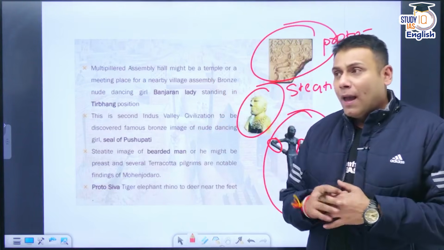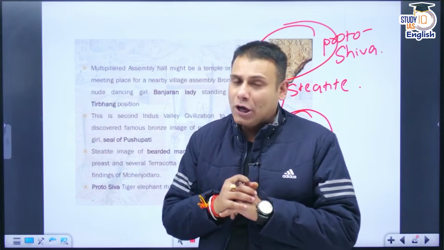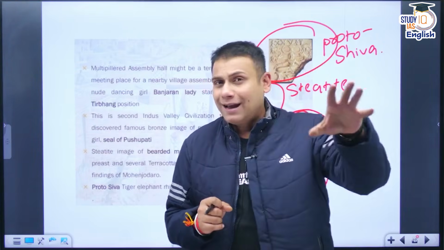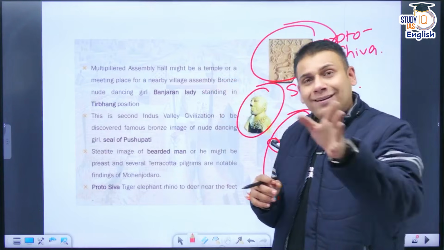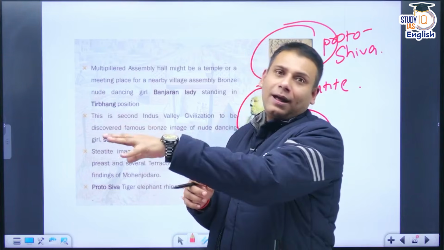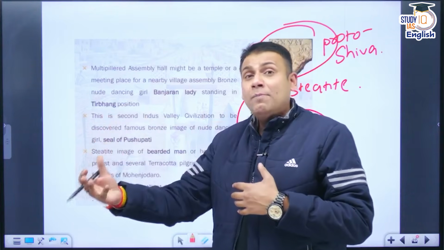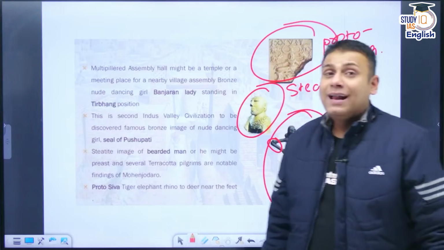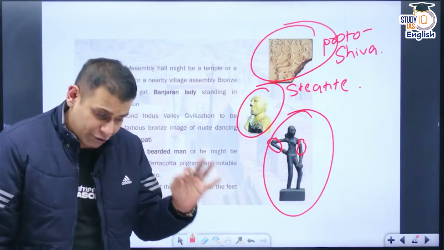Another important finding, a multi-pillared assembly hall has been found at the site of Mohenjo-daro. Now, after having a view at the multi-pillared assembly hall, one can infer that probably it might be a temple or specifically a meeting place for a nearby village assembly. So the chances are more that it might be a meeting place for a nearby village assembly. Why? Because there have been no evidences of temple worship or idol worship.